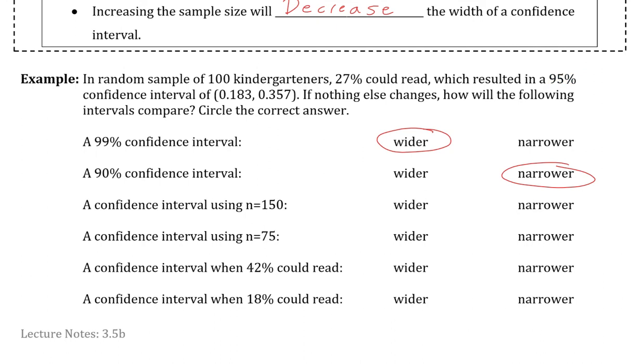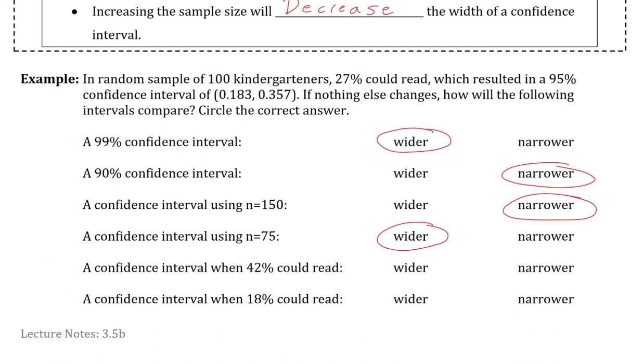If we have a confidence interval using n equals 150 compared to the original sample size of 100 kindergartners, then that means we have a larger sample size, which makes the overall confidence interval narrower. Alternatively, if we have a smaller sample size of 75 compared to originally 100, that will make a wider confidence interval.